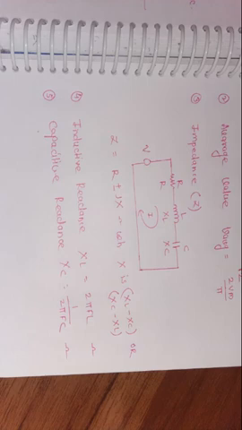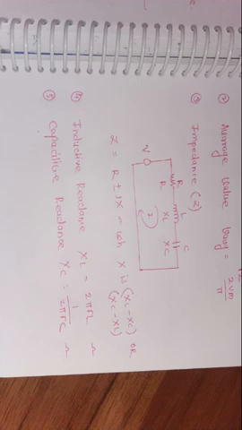Now we will see inductive reactance, that is XL. What is meant by inductive reactance? Inductive reactance can be defined as the opposition offered by an inductor. It is always denoted by XL and calculated using the formula XL is equal to 2 pi FL, and this reactance is measured in ohm.